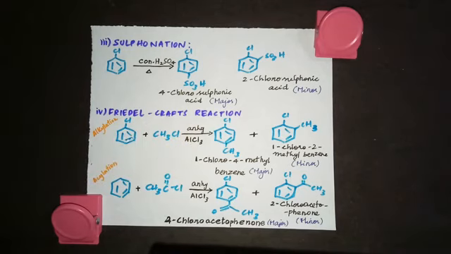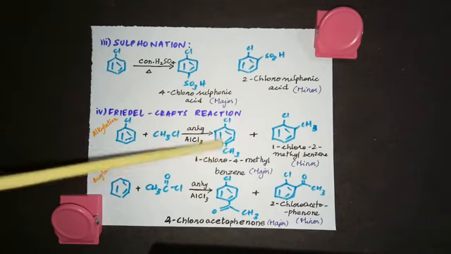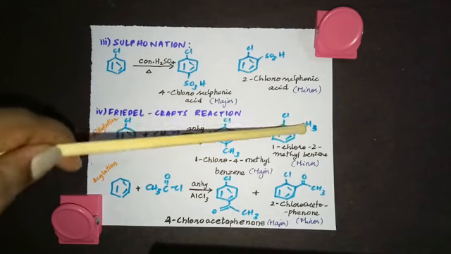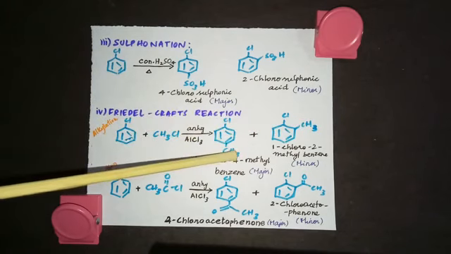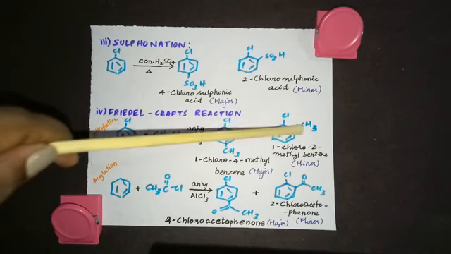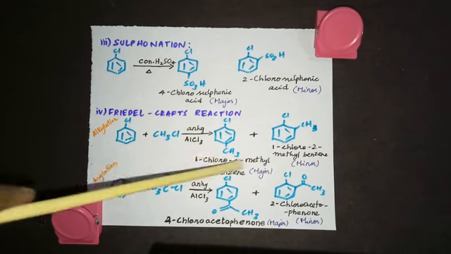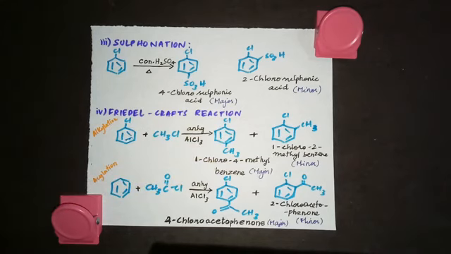Here the electrophile is CH3+. So see, you are getting CH3 at the para position and CH3 at the ortho position. So 1-chloro-4-methylbenzene is the major product and 1-chloro-2-methylbenzene is the minor product. So we are introducing an alkyl group. Here it is a methyl group. So we call this alkylation, Friedel-Crafts alkylation.